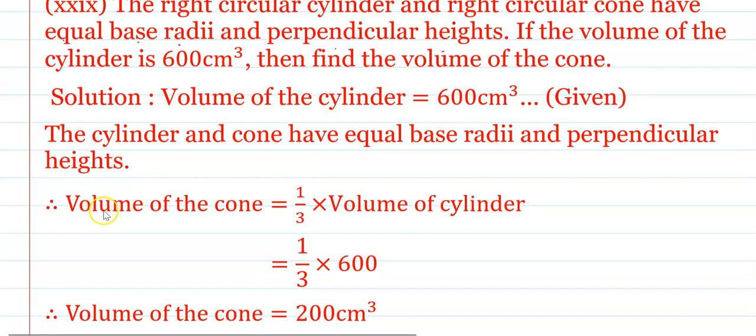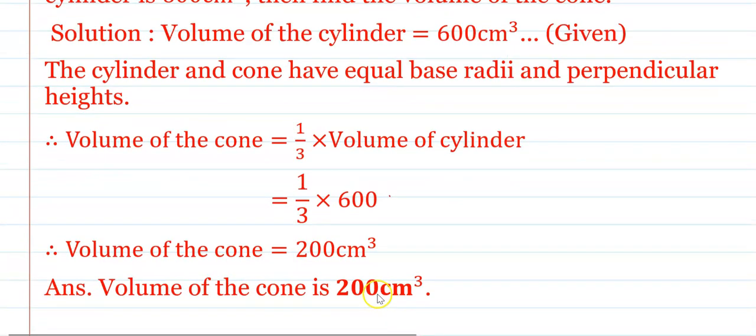Then there is a relation between them, that is, the volume of the cone is equal to 1 by 3 volume of cylinder, and therefore 1 by 3 into 600, that is the volume of the cone is equal to 200 centimeter cube, and this is the answer. Volume of the cone is 200 centimeter cube.